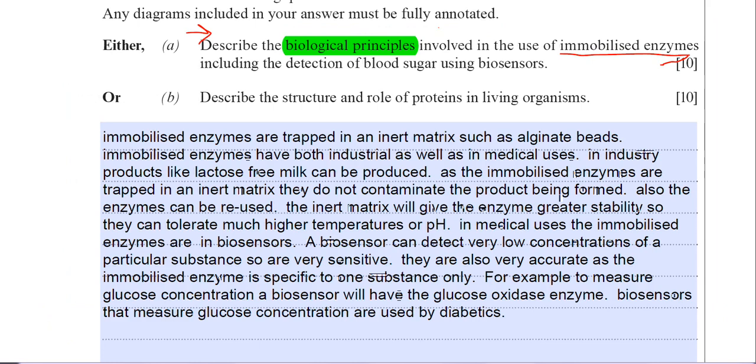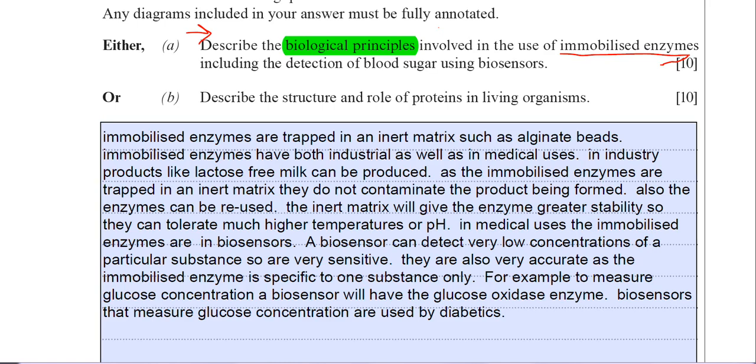Okay, so I've started writing in an answer now for this enzyme question. I've just made general comments now about how to trap the enzymes in the inert matrix. I've mentioned the alginate beads. I've stated that they're industrial as well as medical uses. I've started mentioning a bit about the industrial use and forming lactose-free milk. That has allowed me then to enter and state some of the advantages of using immobilized enzymes.